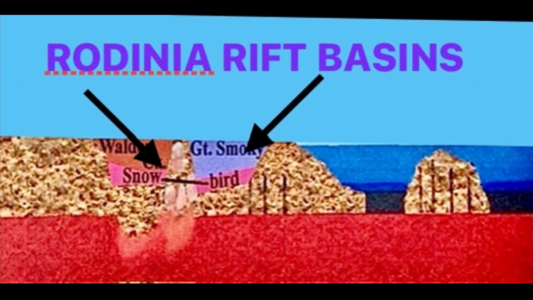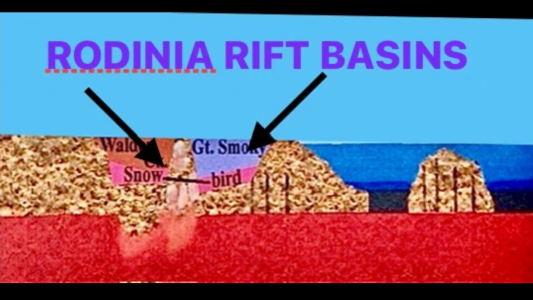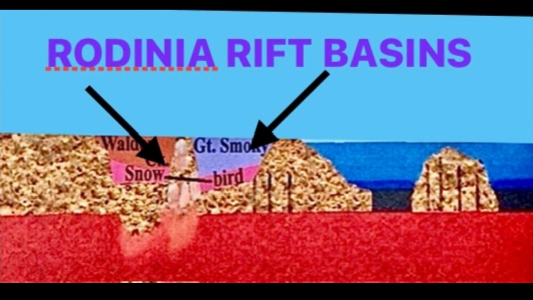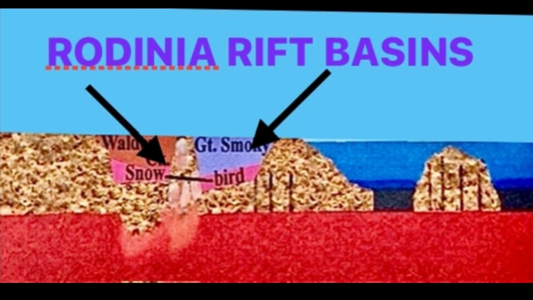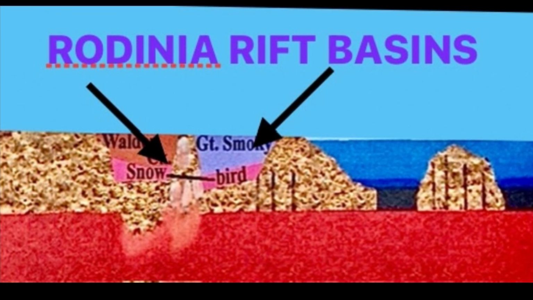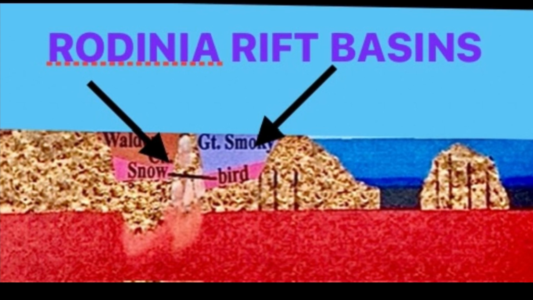So how did this happen? This funky picture shows Rodinia supercontinent just beginning to rift apart. You can see 2 rift basins that are filled with rift sediments. These rift basins will become the Western Blue Ridge Province eventually.